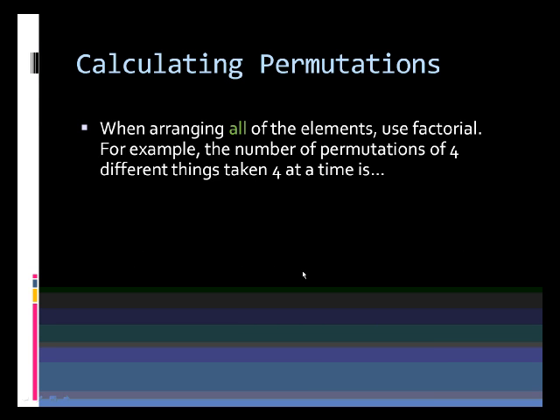All right. So when we want all the elements arranged, that's always going to be factorial. For example, the number of permutations of 4 different things taken 4 at a time. If I have 4 books and I want to arrange all 4 of them, or if I have 4 people and I want to put them in a line, that's going to be 4 factorial. The other way we can write that.